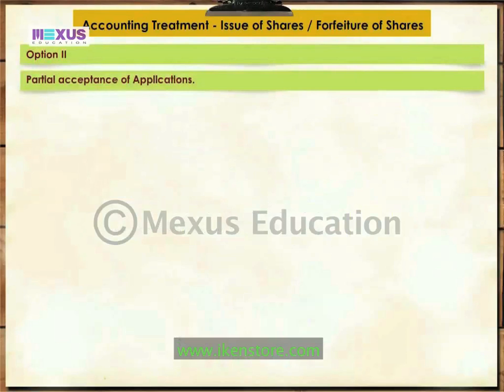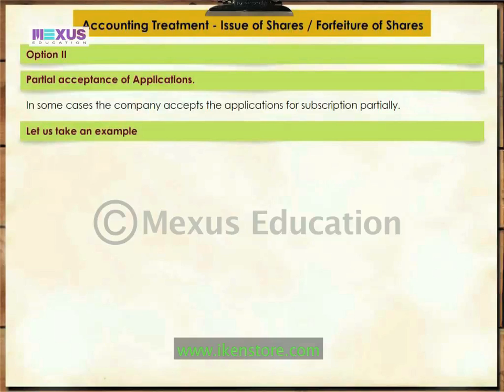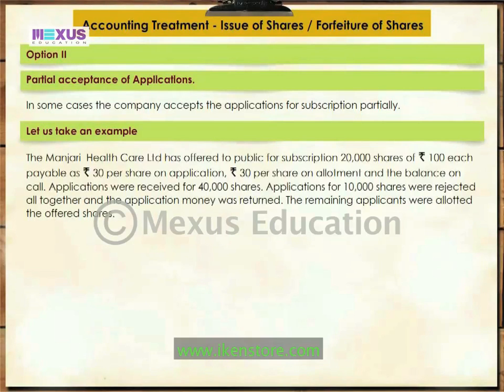Option 2. Partial acceptance of applications. In some cases, the company accepts the applications for subscription partially. Let us take an example. The Manjari Healthcare Limited has offered to public for subscription 20,000 shares of 100 rupees each, payable as 30 rupees per share on application, 30 rupees per share on allotment, and the balance on call.